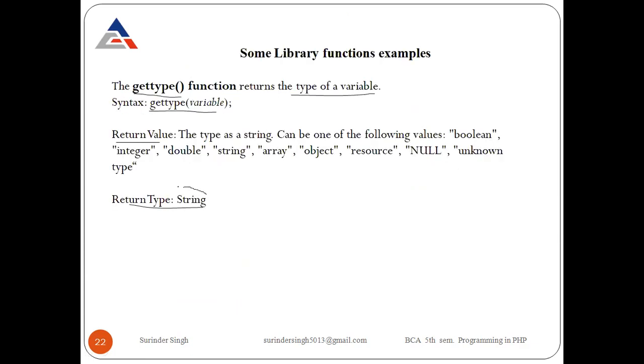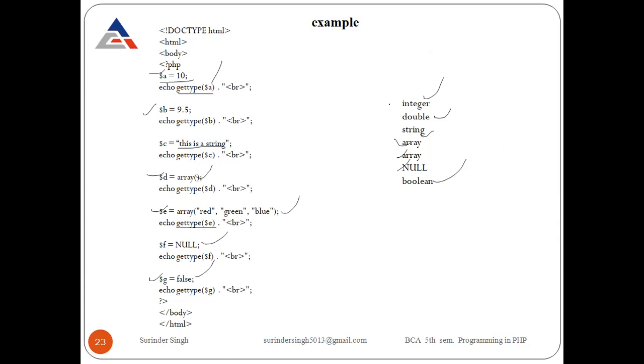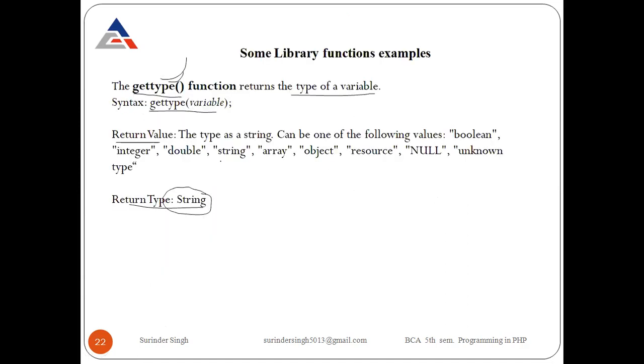Now here we have seen this returns type string because this function returns in the type of string, because it is returning just this text. These are the strings. Clear? It tells us about the variable, what type a variable has. Clear? Like integer, double, string, array. The return type of this function is of string type. Clear?